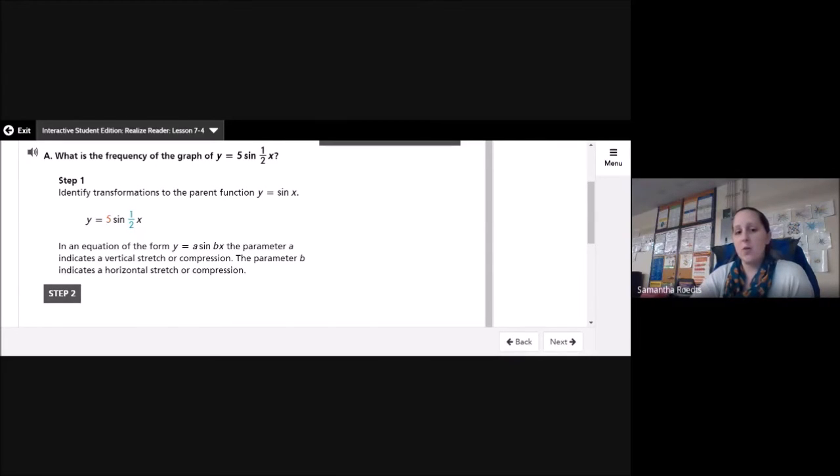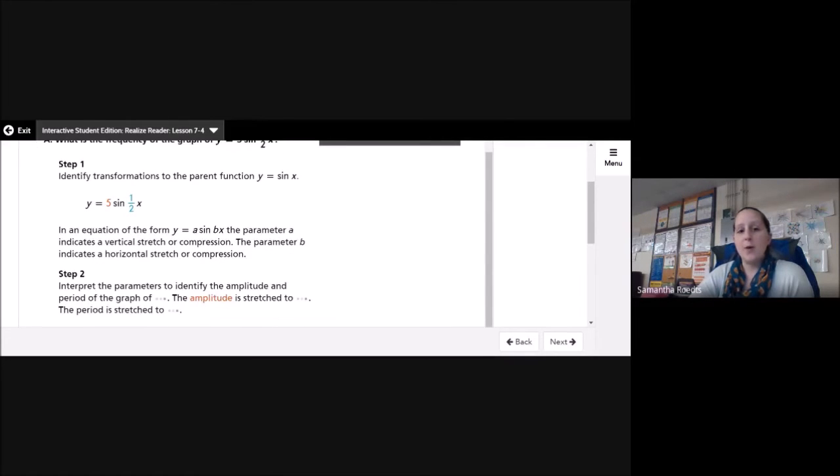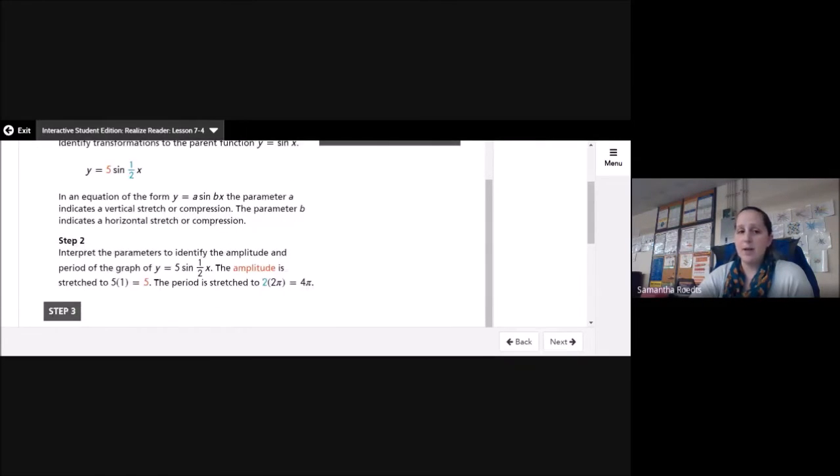In an equation of the form y equals a sine bx, the parameter a indicates a vertical stretch or compression. The parameter b indicates a horizontal stretch or compression. Interpret the parameters to identify the amplitude and period of the graph y equals 5 sine 1/2 x. The amplitude is stretched to 5 times 1, or 5, and the period is stretched to 2 times 2 pi, or 4 pi. Remember, I take 2 pi divided by 1/2, which gives me the 4 pi.